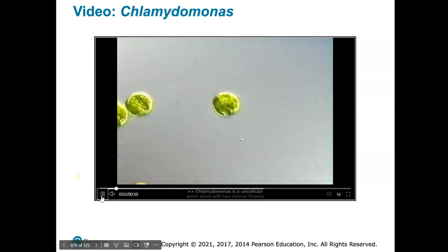Chlamydomonas is a unicellular green algae with 2 anterior flagella and a single cup-shaped chloroplast.